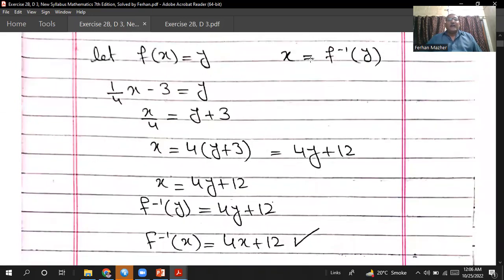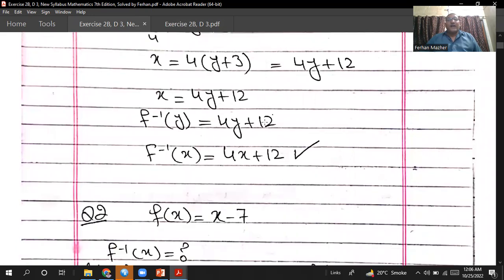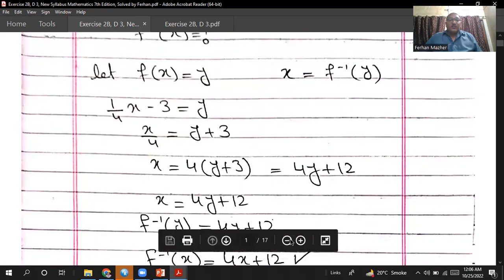So we know that x is equals to f inverse of y. So in the place of this x, I will write f inverse of y, and that will be 4y plus 12. So I will change the variable here. So everywhere where you have y, I will change it with the x. So f inverse of x is equals to 4x plus 12. So this is how you will do the question number 1.